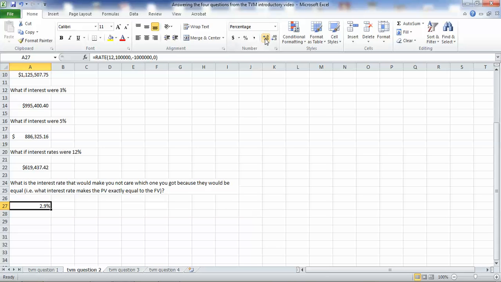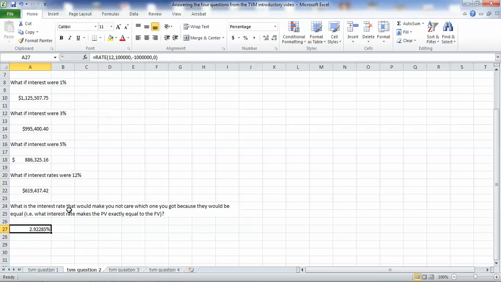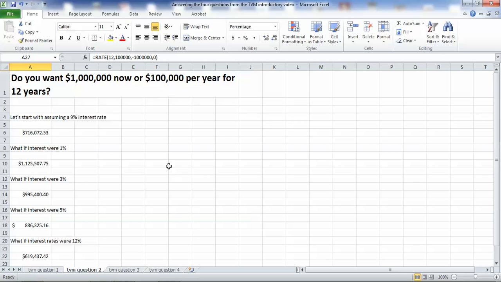We can see a little bit more detail by going up here and increasing the number of decimal points. And so now we know that if the bank can pay us more than 2.922%, then we would rather take the $1 million now and invest it ourselves. But if the bank is paying us less than 2.9%, then we would want to take the payments over time, which is $100,000 per year for 12 years.